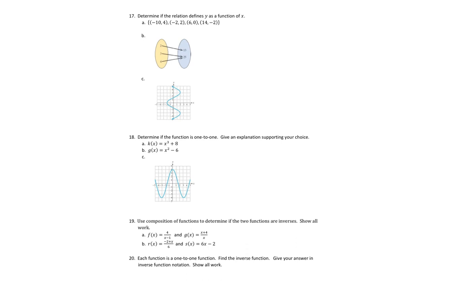So if we look at part A, we're given a bunch of ordered pairs. We have (-10, 4), (-2, 2), (6, 0), and (14, -2). All right, so you can see that all 4 of those x values are different, right? So that means this can be a function. And so I'm just going to write yes, because it does define y as a function of x.